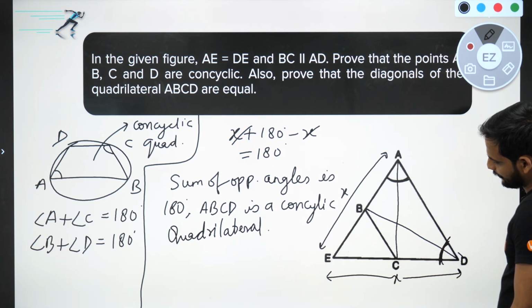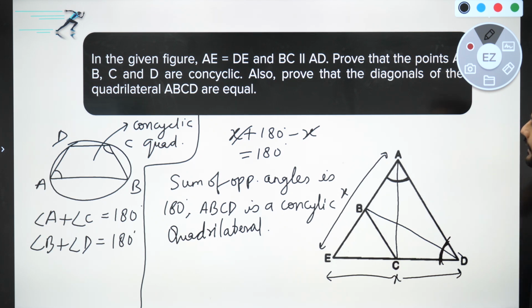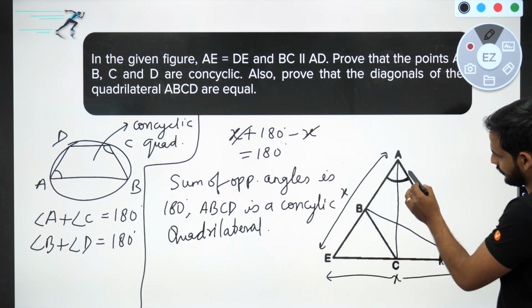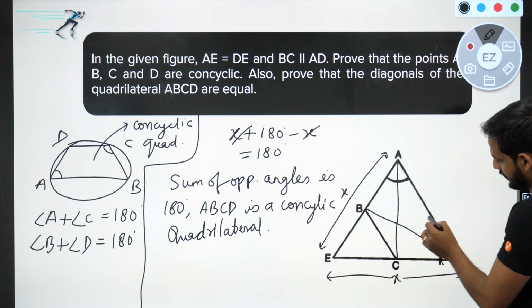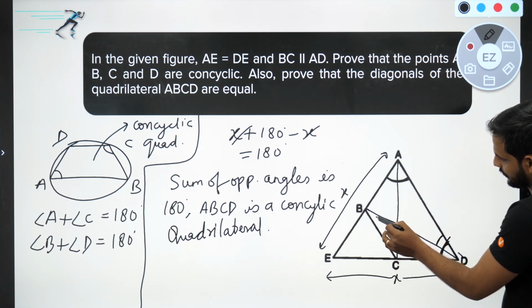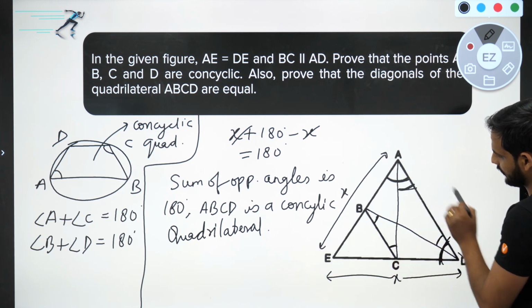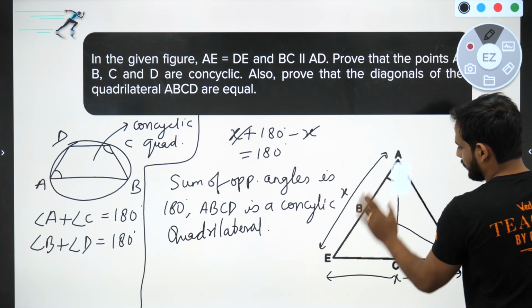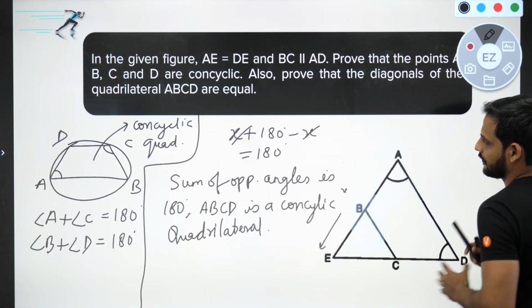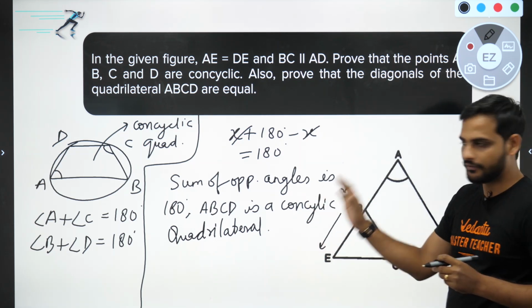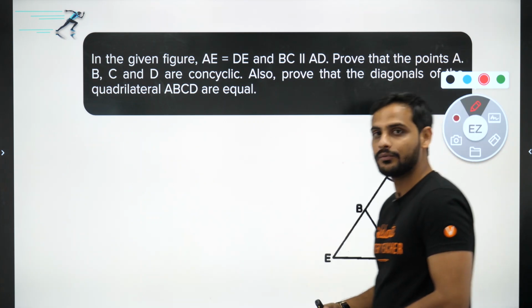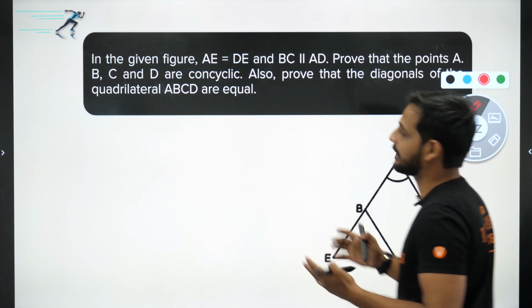The next part you can say is that BC is parallel to AD, and we have proved that these two are parallel. Since these two are parallel, this angle will be equal to this angle, and this angle will be equal to this angle, right? So let us draw the separate diagrams now. I am removing this part because all of you have understood it already. Now we have to prove that the diagonals of ABCD are also equal.